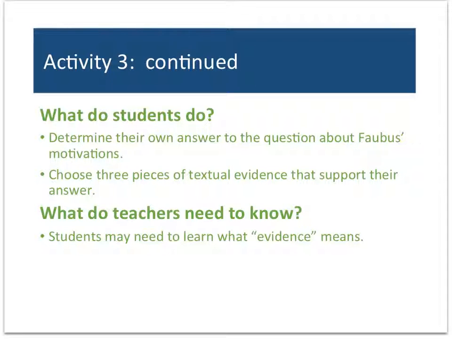So students are going to determine on their own the answer to the question about Phobos's motivations, and that's after a discussion, so they can take into account everything that everybody discussed before they choose their answer. And then they're going to pick 3 pieces of textual evidence that support that answer. Well, when they make that answer, they're going to be making a claim, and when they go in and choose places from the text, they are learning about evidence. So you need to start using those terms, claims and evidence.